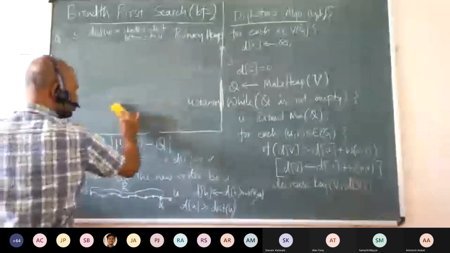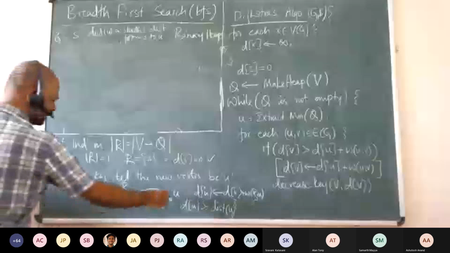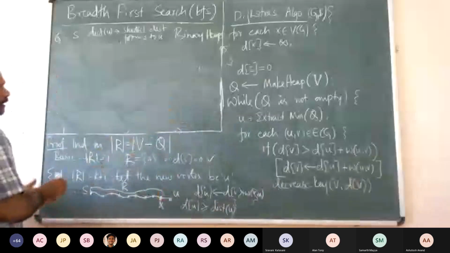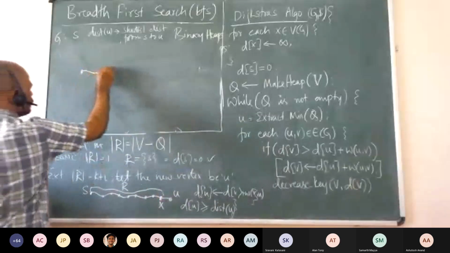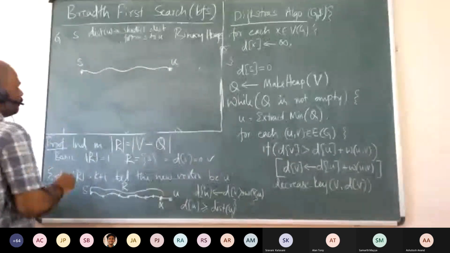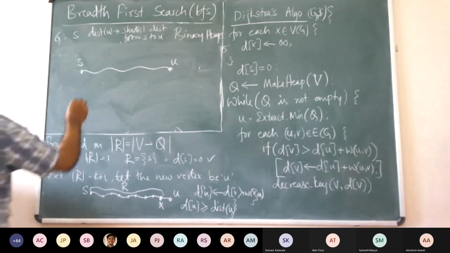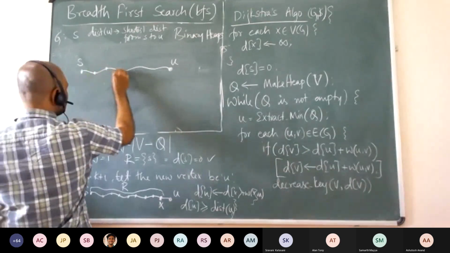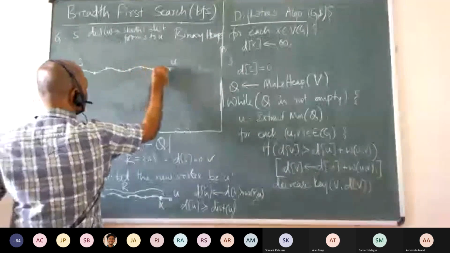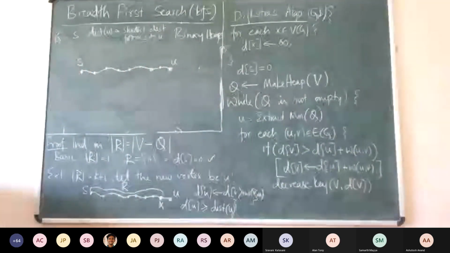Now you take any shortest path. Here I was picking the path which was obtained by the algorithm. Now you pick the shortest path in the graph. U is here, S is here. All the weights are positive. Now can you say anything about the internal vertices here? Can they be outside R?